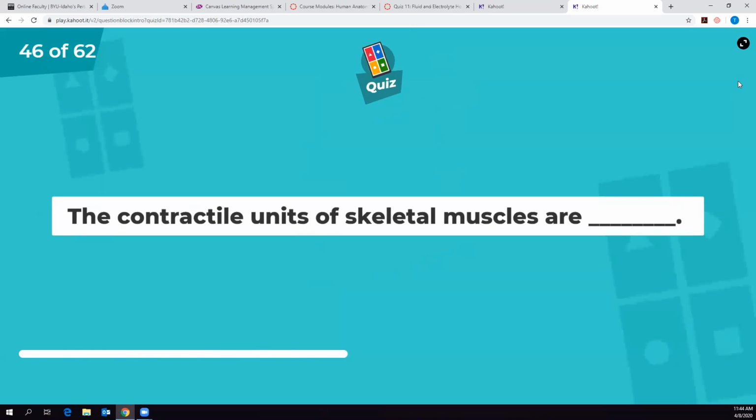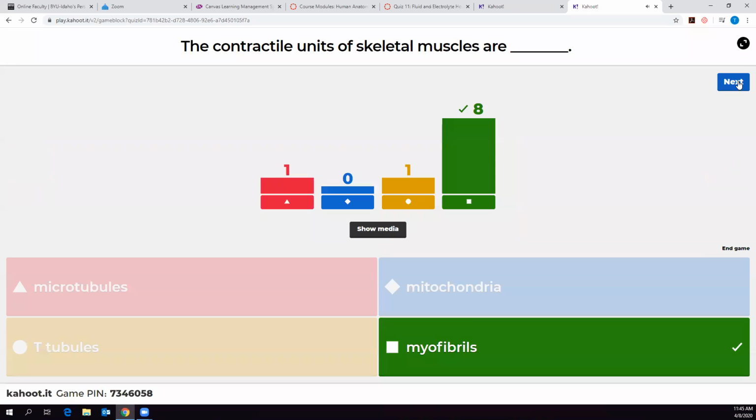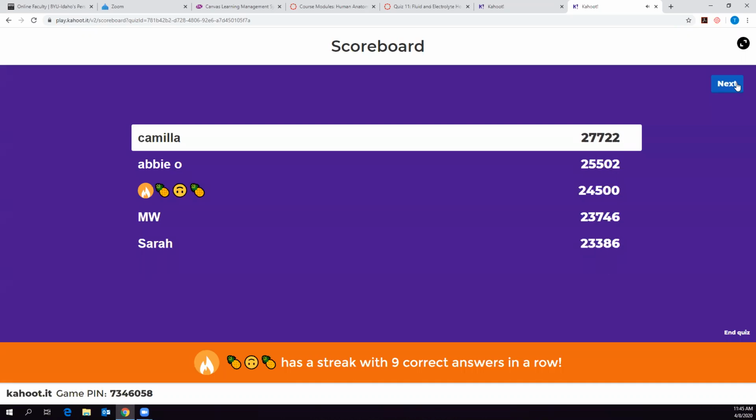All right, the contractile units of skeletal muscles are, oh my gosh, how many times am I going to ask this question? About one time too many, like right now. But we should know this by now. Yay, myofibrils, exactly, are doing the contracting. Good job.